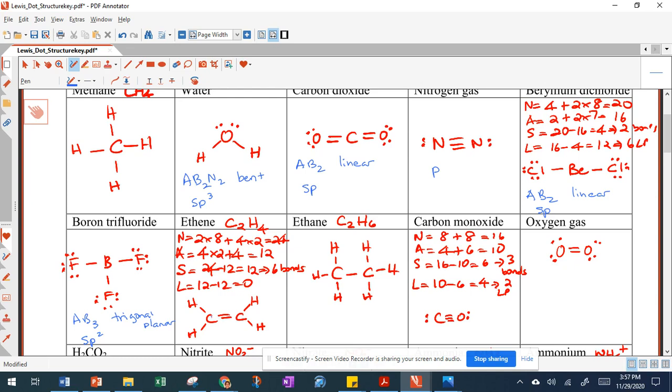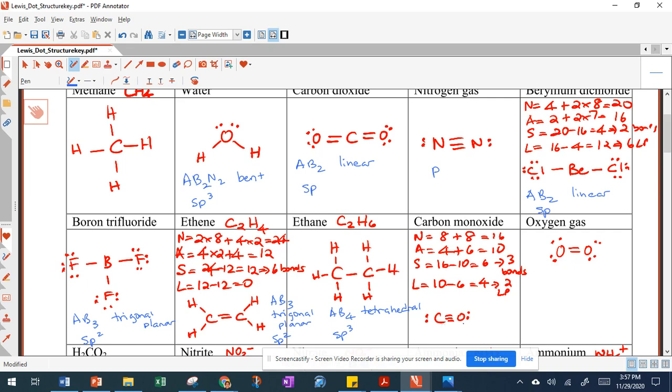Look at this one here. We have a carbon with 2 hydrogens and 1 carbon bonded to it. This is going to be AB3 also, trigonal planar, and also sp2. We look at this one. We have a carbon with 3 hydrogens and 1 carbon. It's AB4. We have a tetrahedral shape, and this will have to be sp3.